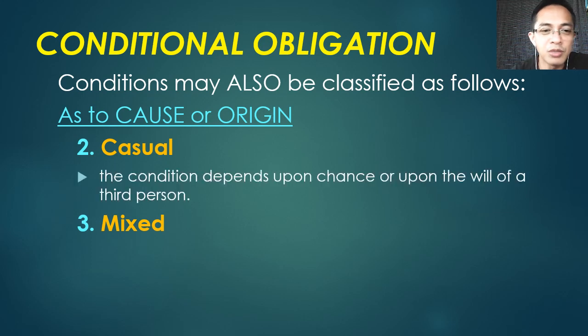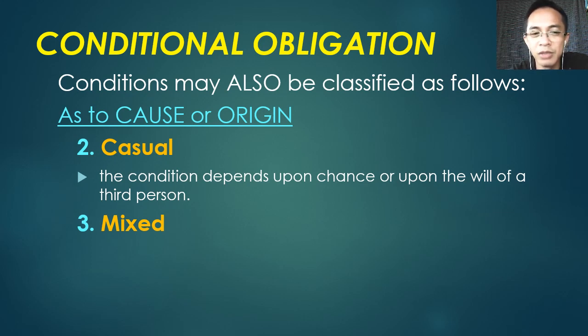Condition may also be casual. It is dependent upon chance or upon the will of a third person. Ganito. Tayo tayong dalawa sa street. I will give you 1,000 if may dumaan na taxi. The condition is dependent upon chance. Kung may magdaan na taxi, then I am liable. Kung wala, di ako liable. Diba? Or, a casual condition may be, I will give you 1,000 if your neighbor will agree.